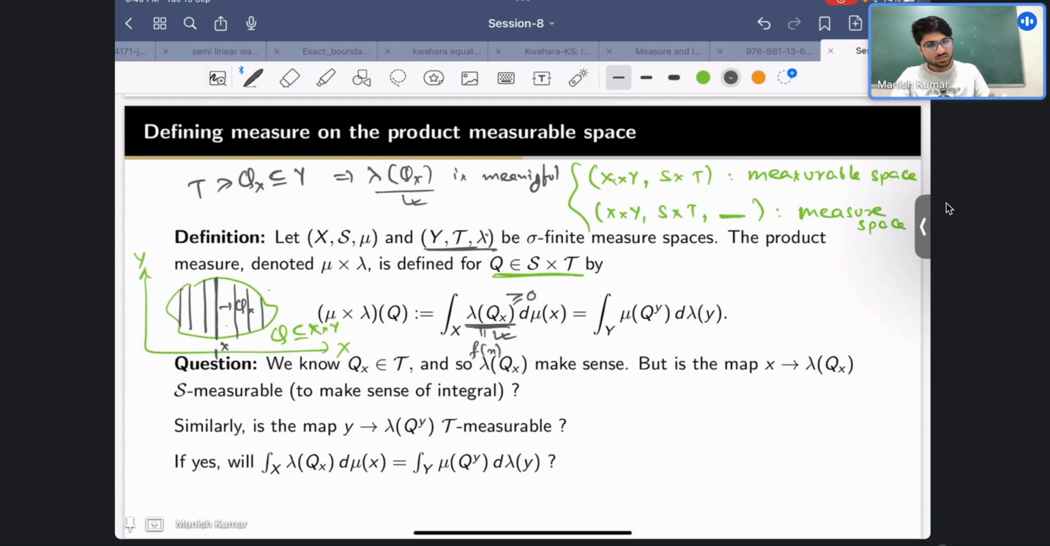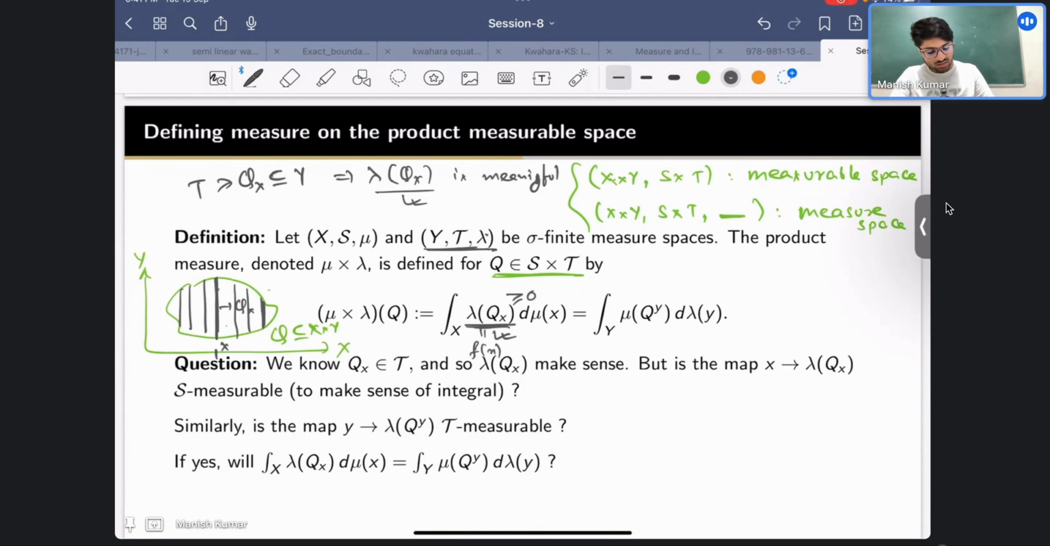As you are changing x, Qx is changing, and so the measure of Qx is also changing. For example, this seems to have the largest size, right? So if this measure is, let's say, 5, then maybe this measure of this Qx is 1. So as you are changing x, Qx is changing, and so the measure of Qx is also changing. So this lambda of Qx is a function of x.